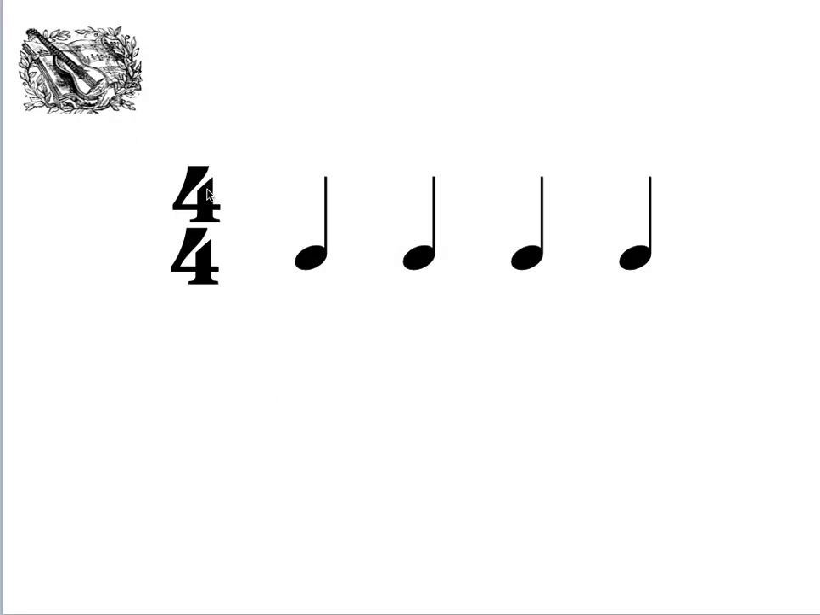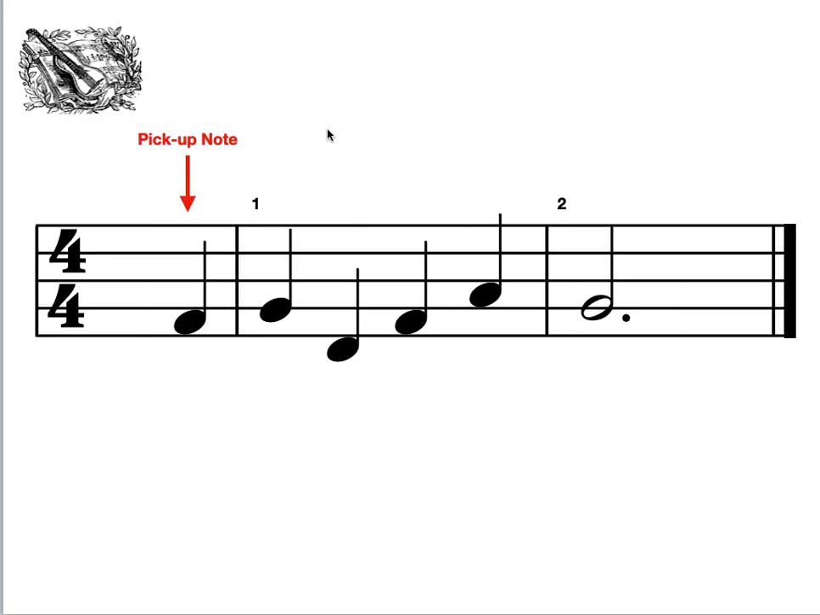In this example, we have 4 beats in a measure. Each quarter note gets 1 count. And we have strong beats and weak beats. So 1 and 3 we consider strong beats, and 2 and 4 weak beats. In this little example, we have a pickup note, which is actually on beat 4, because we have 4 beats in a measure. The first 3 are silent, and then this note is going to lead into this note. So we have 3 silent beats, 1, 2, 3, 4, 1.